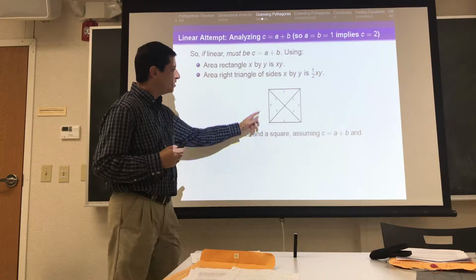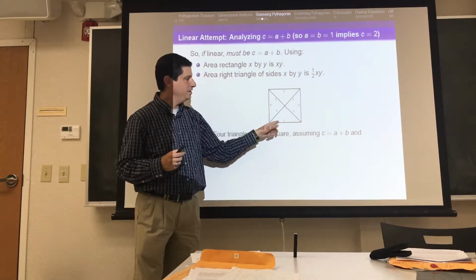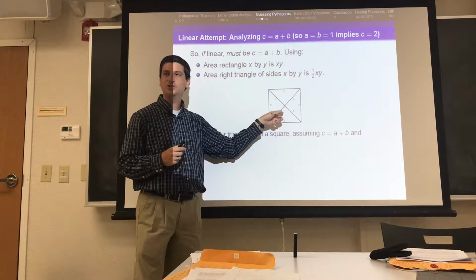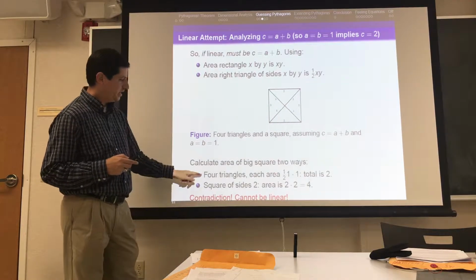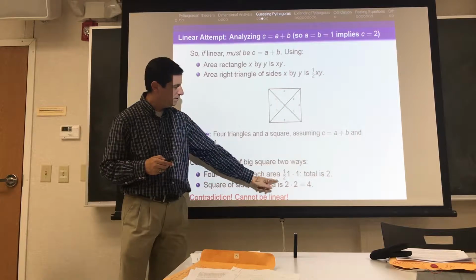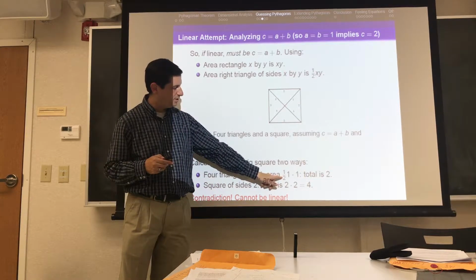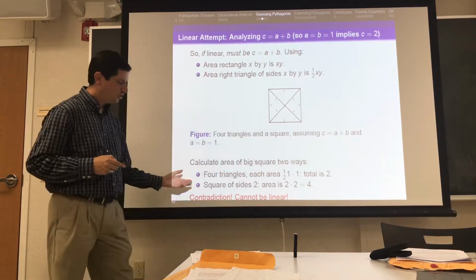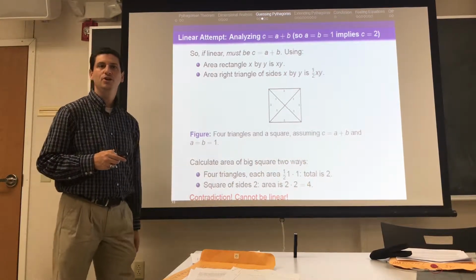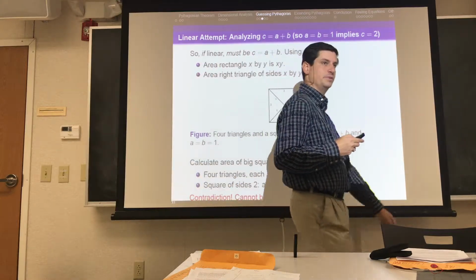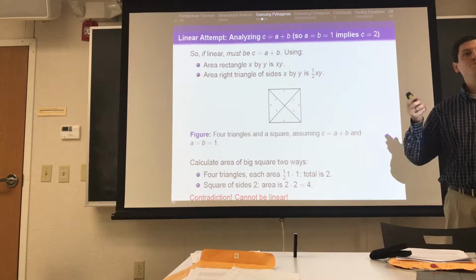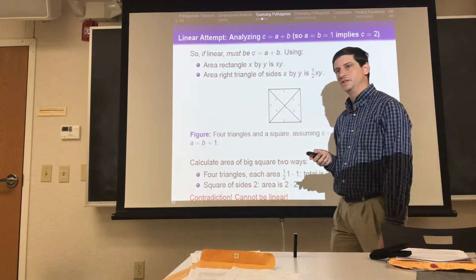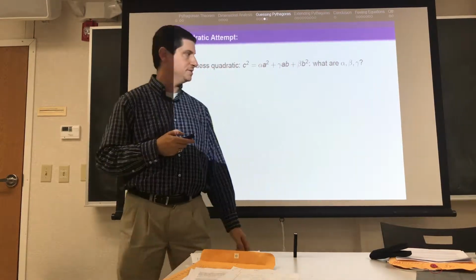Well, we can now calculate the area two different ways. One is it's a 2 by 2 square, which is 4. And the other is we have 4 triangles that are 1 by 1. Each one of them has an area of 1/2, so the total area is 2, but this way the total area is 4, contradiction. So there cannot be a linear relationship. Okay? It doesn't prove that it's a quadratic relationship, but it just disproves the existence of a linear one. Let's go to the quadratic case.